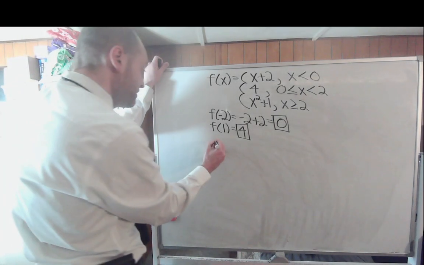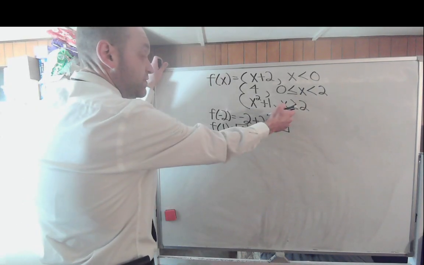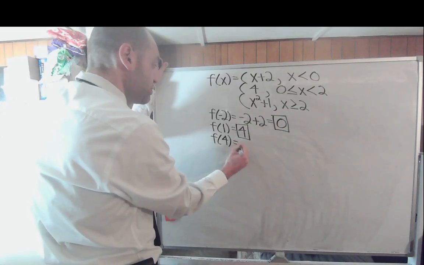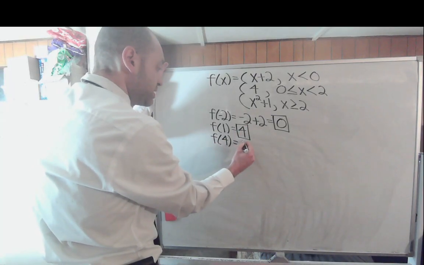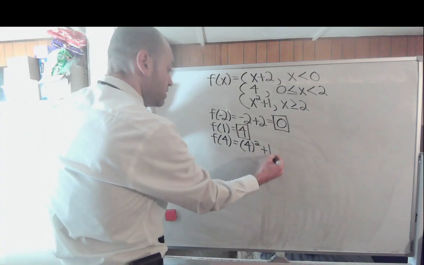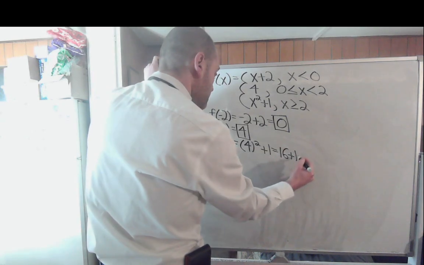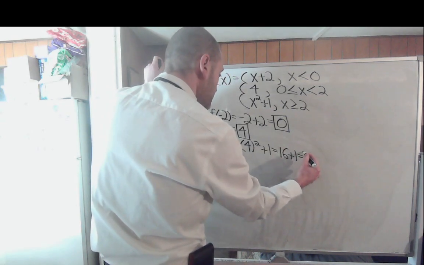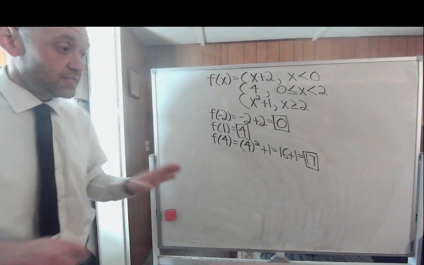Now let's put in f of 4. Well, 4 is definitely greater than 2, so you'll put the 4 in for the x in x squared plus 1. So this will become 4 squared plus 1, which would equal 16 plus 1, which would be 17. So f of 4 would in fact be 17.